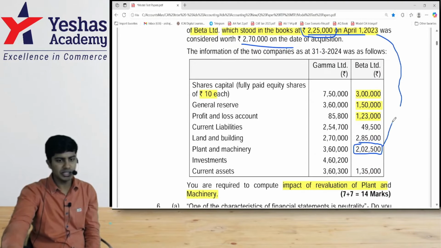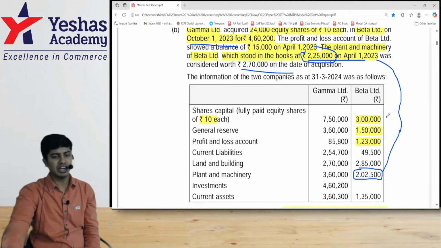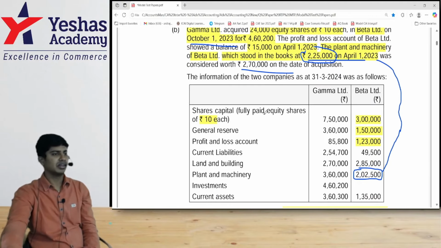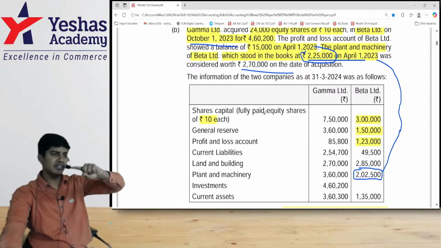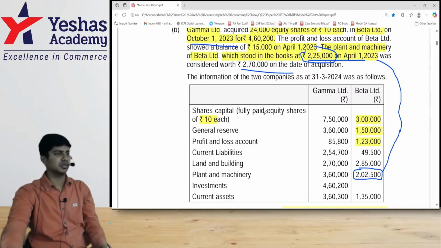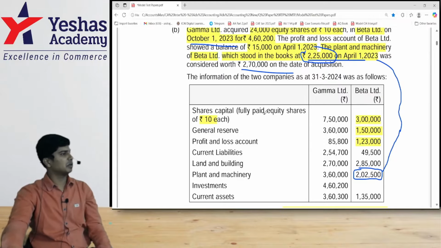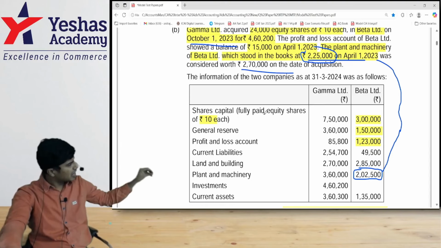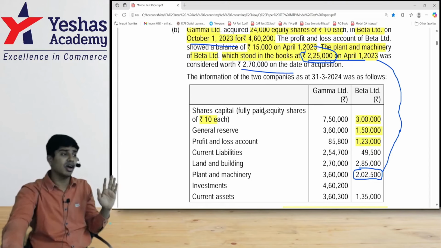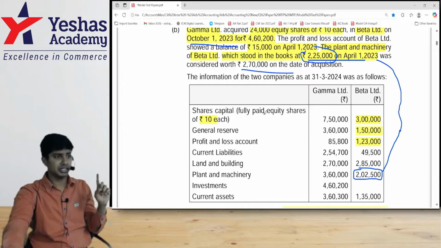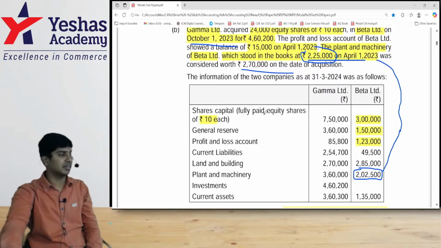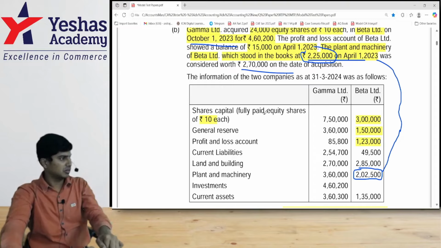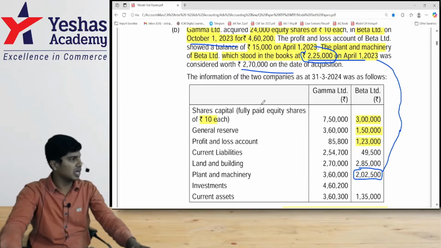How much is the difference? 2 lakh 25,000 minus 2 lakh 2,500 is 22,500. Divide 22,500 by 2 lakh 25,000. 10% is the rate of depreciation. In standalone, they will take 2 lakh 25,000 and depreciate it by 10%. 2 lakh 2,500 only will be considered. That is correct, for standalone financial statements. For consolidated financial statements, I need to revalue it to 2 lakh 70 on 1st of October, that is after 6 months from the beginning of the year.